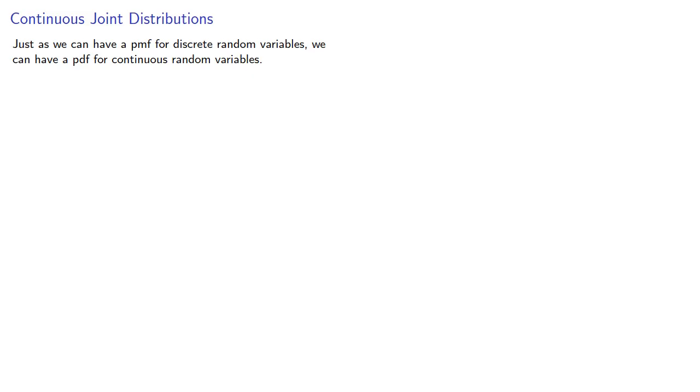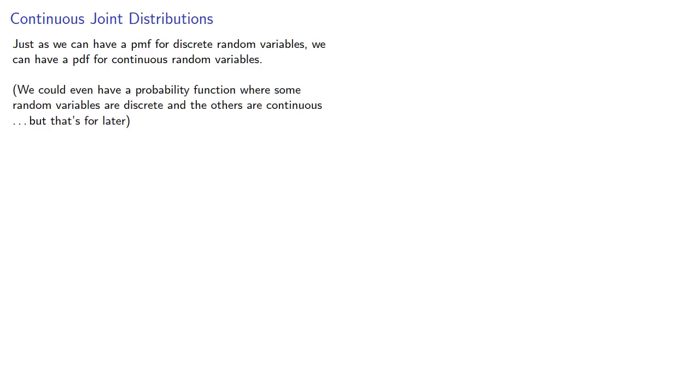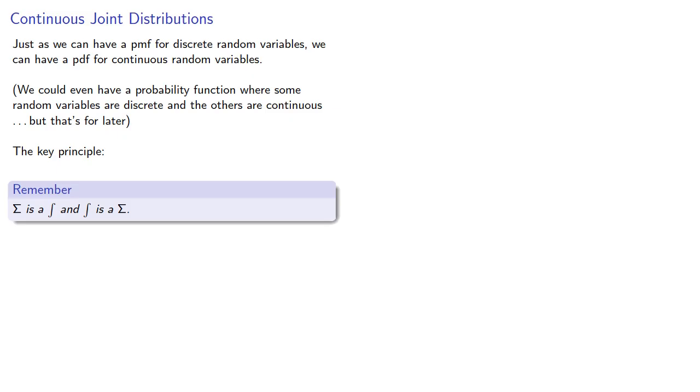Just as we can have a probability mass function for discrete random variables, we can have a probability density function for continuous random variables. We could even have a probability function where some random variables are discrete and others are continuous, but that's for later. The key principle is that a sum is an integral and an integral is a sum.